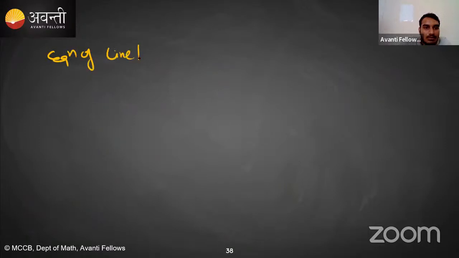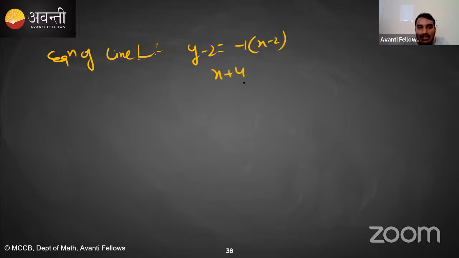Line L is y minus y1 is equal to slope, which is minus 1, into x minus x1. So x plus y is equal to 0. Okay, so this is the line L: x plus y is equal to 0.